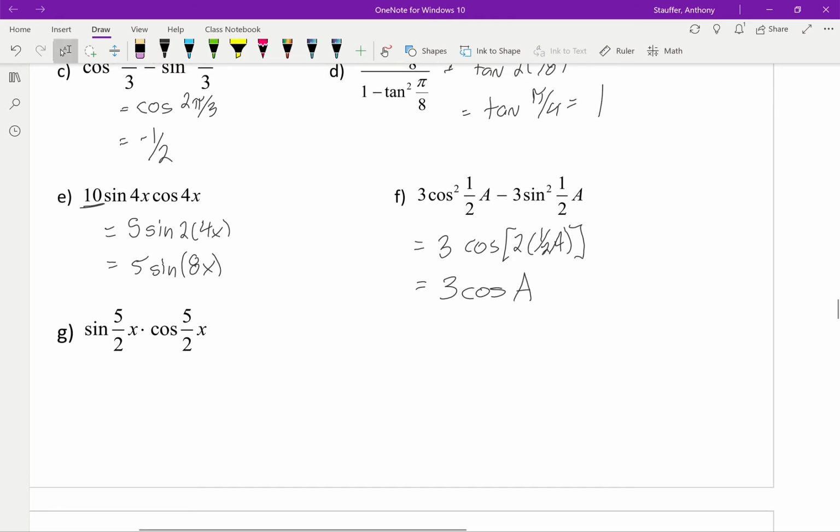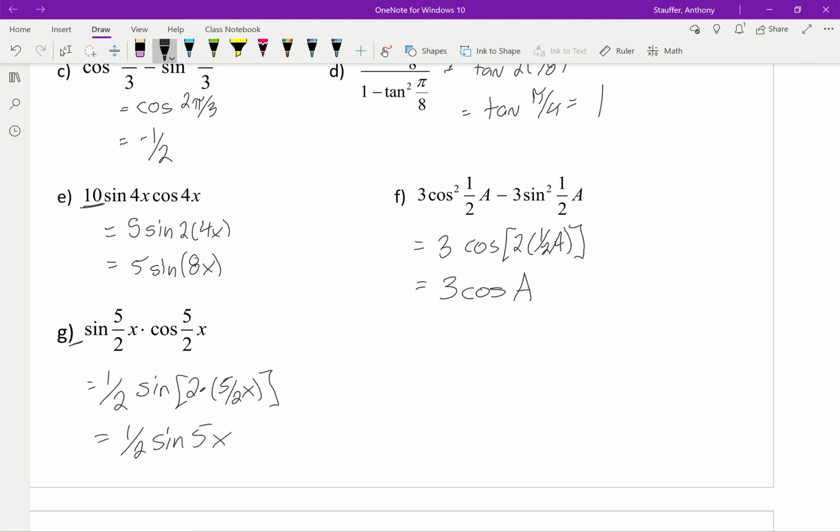And then my last one, finally, you have sine 5 over 2x times cos 5 over 2x. Much in the same way that we had to handle it with that 10, we have that 1 in front. So that's going to give me 1 over 2 sine 2 multiplied by 5 over 2x, which is going to end up giving me 1 over 2 sine 5x.